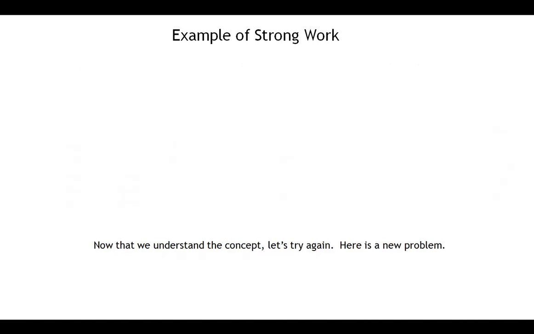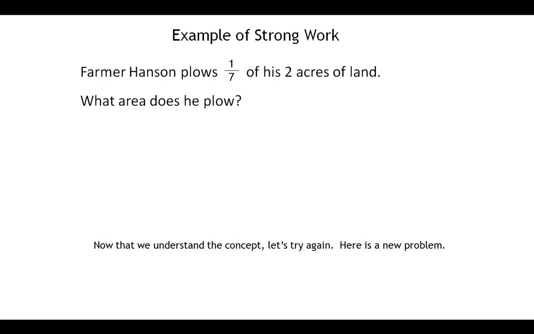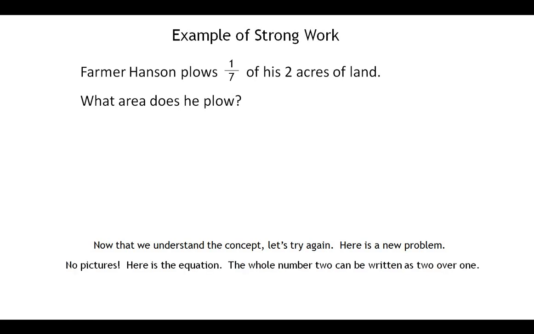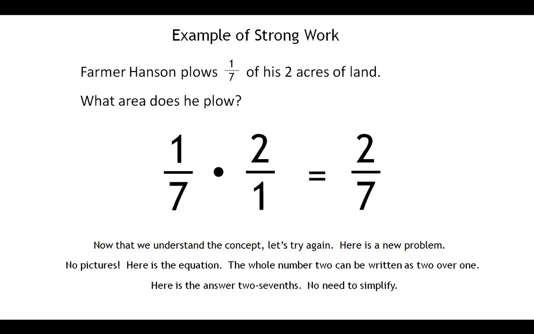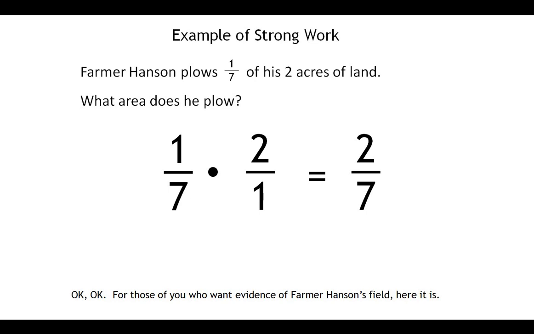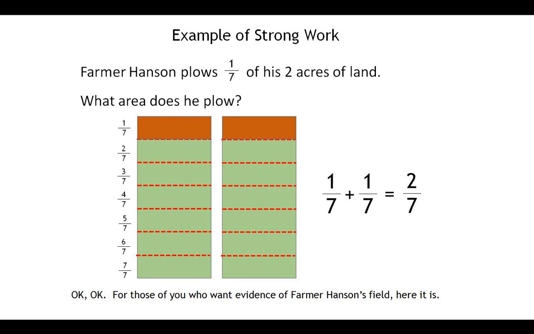Now that we understand the concept, let's try again. Here is a new problem. Farmer Hansen plows 1/7 of his 2 acres of land. What area does he plow? No pictures. Here is the equation. The whole number 2 can be written as 2 over 1. Here's the answer, 2/7. No need to simplify. Okay. For those of you who want evidence of Farmer Hansen's field, here it is.